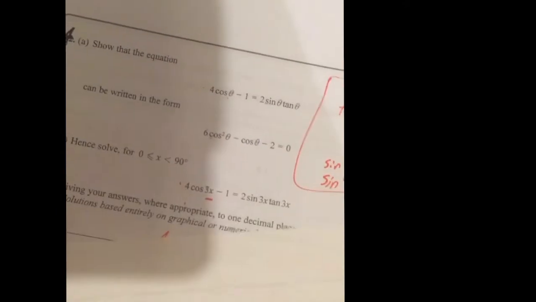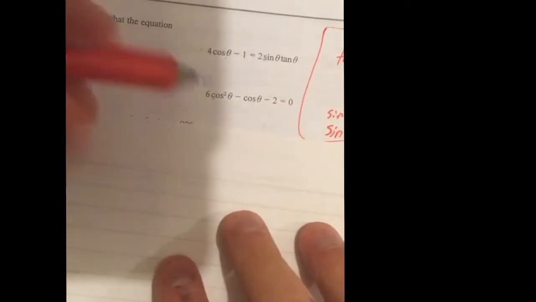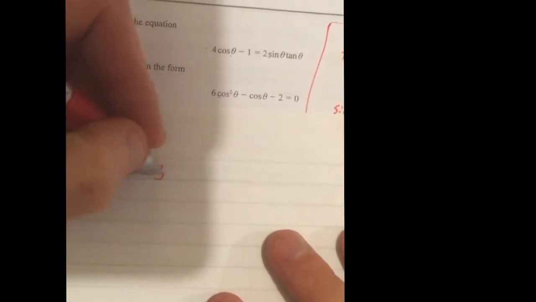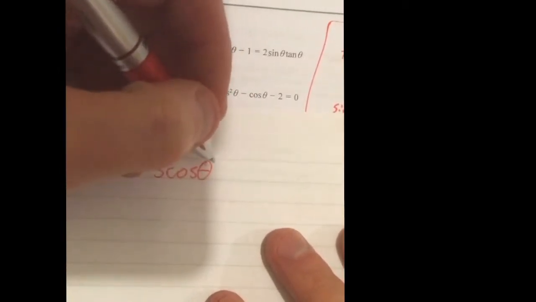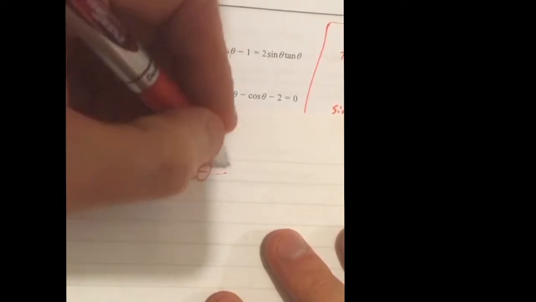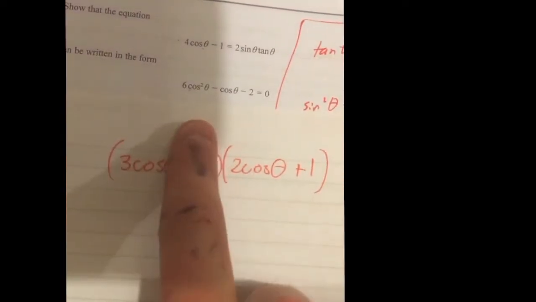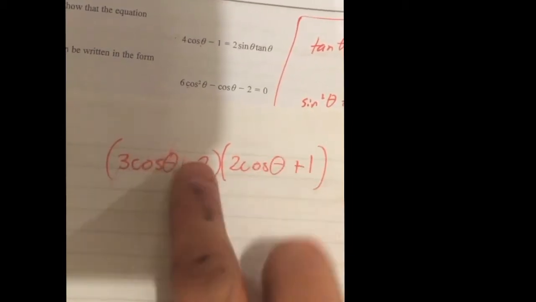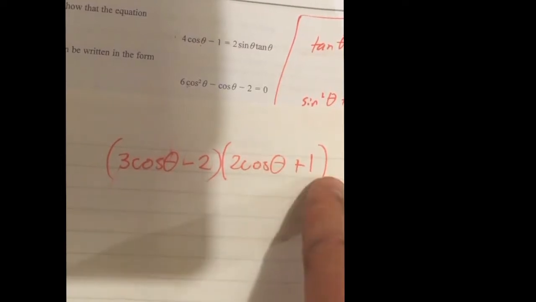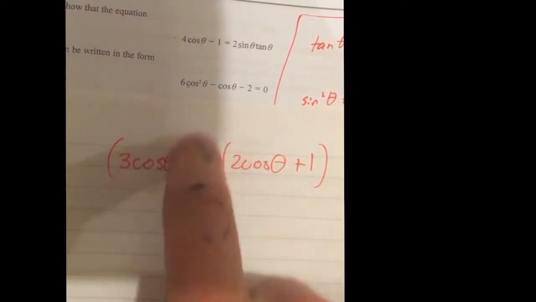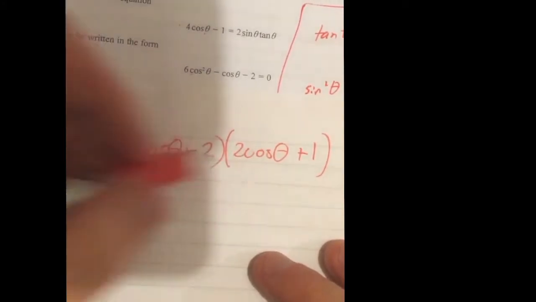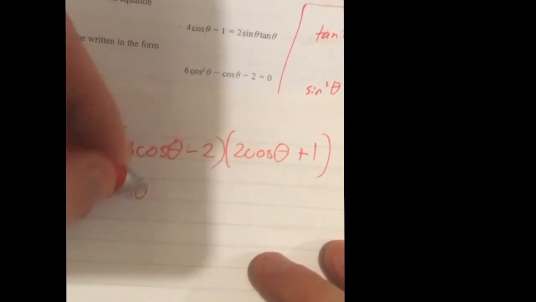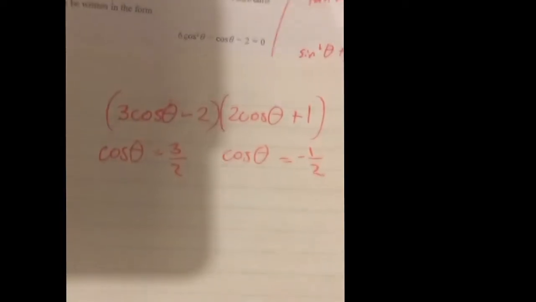So if we factorize our quadratic from part A, which we got here, we're going to get 3 cos theta minus 2, and 2 cos theta plus 1. So just double check that. 2 times 3 is 6 cos squared, minus 4 cos plus 3 cos, which gives us minus cos, minus 2 times 1, minus 2. There we go. So 2 sets of different things to solve. We're going to get cos theta equals 2 over 3, and cos theta equals minus a half.